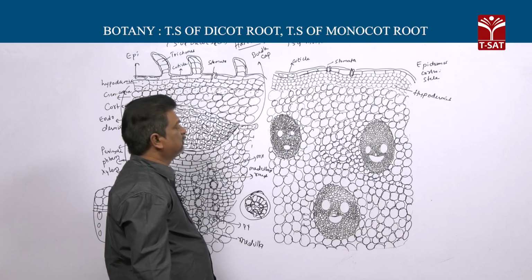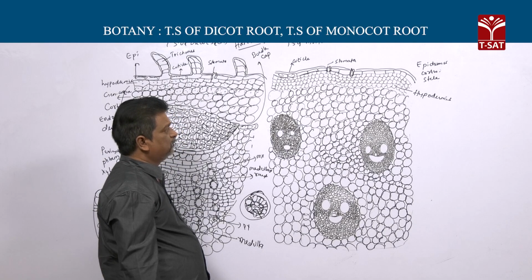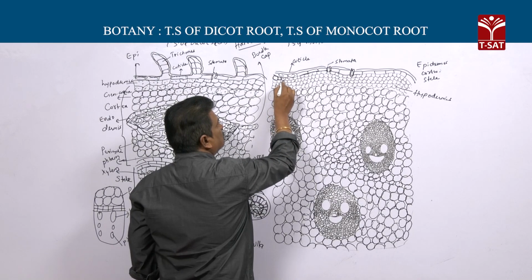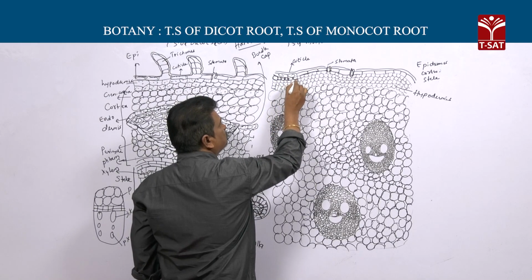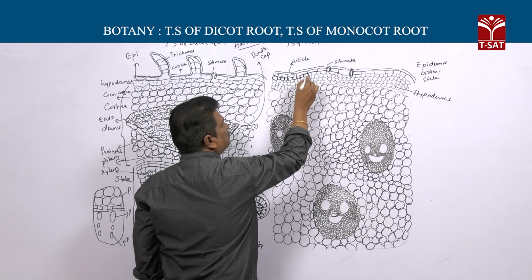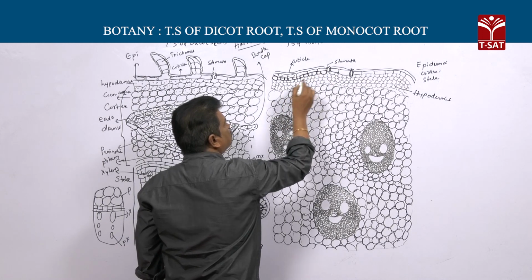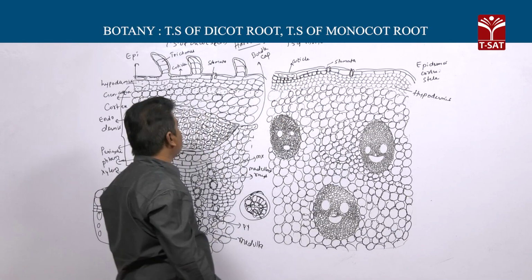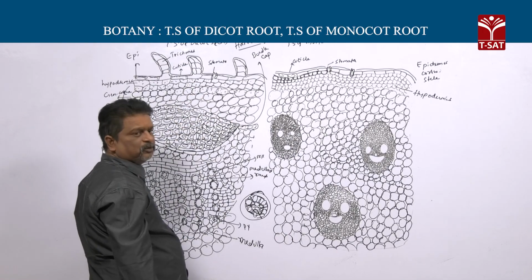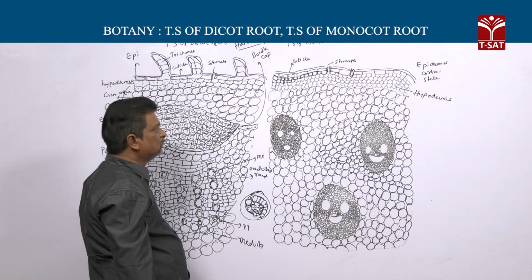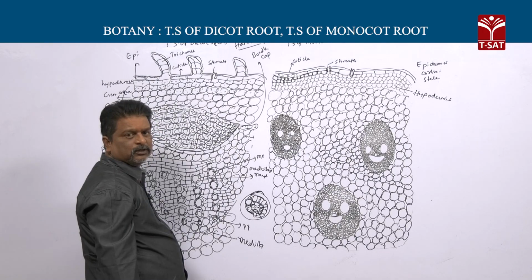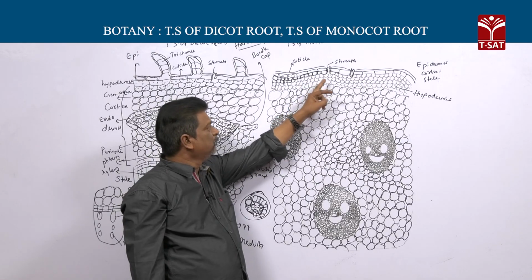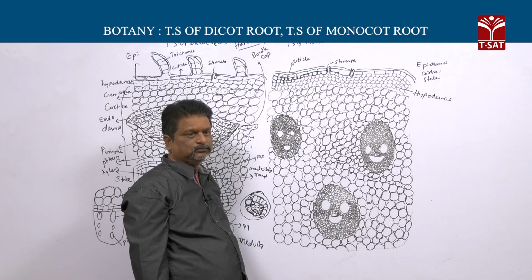Cortex is represented by only hypodermis. But in monocot stem, this hypodermis is made up of sclerenchyma. In dicot stem, it is made up of collenchyma. In monocot stem, it is made up of sclerenchyma. So, sclerenchymatous hypodermis means dead tissue. So, dead tissue, so it provides only mechanical support.